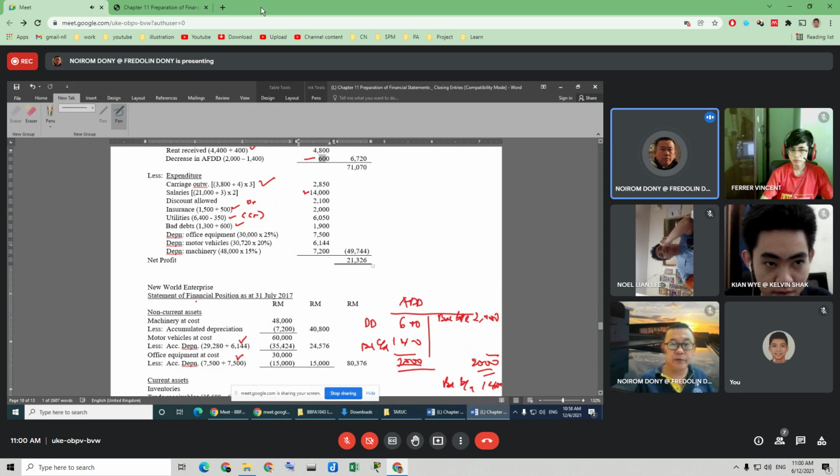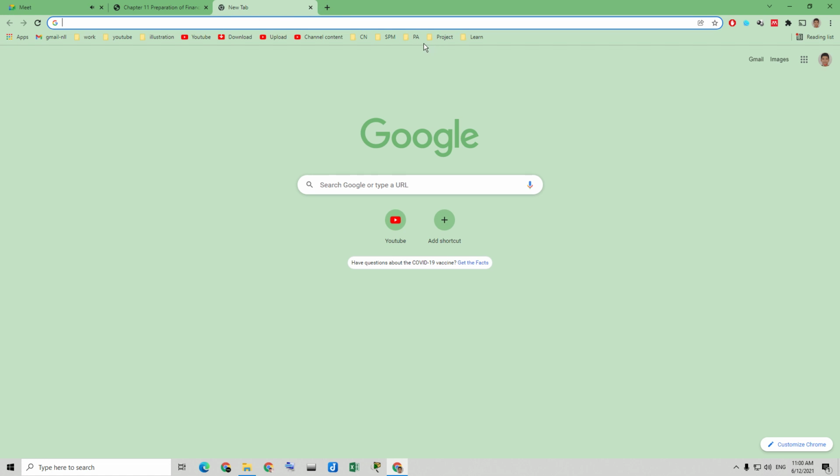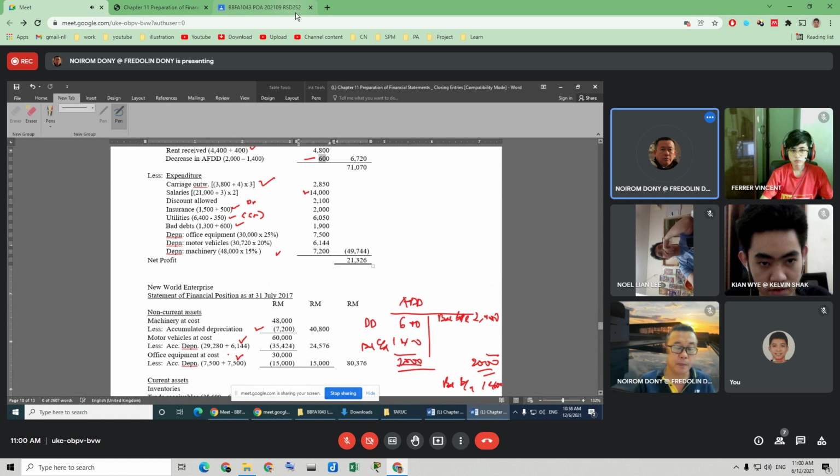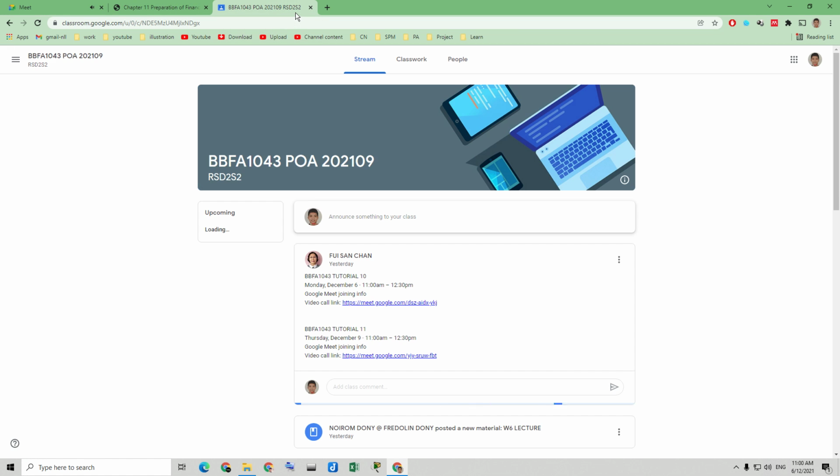And machinery, 15% on cost. So 15% of 48,000, 7,200. So this is debit and then credit. Okay, this is the first time, so we put 7,200. Okay, so this is the net book value.